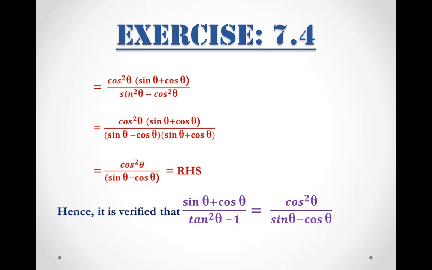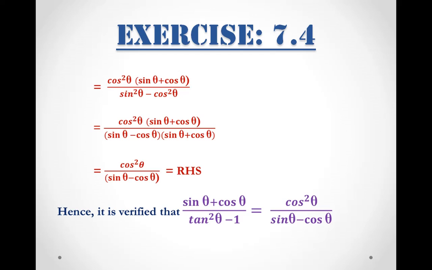So in the next step we have cos square theta into sin theta plus cos theta whole over sin square theta minus cos square theta. In the next step the denominator will be broken using the formula a square minus b square is equal to a minus b into a plus b, and we have cancelled sin theta plus cos theta whole over sin theta plus cos theta. We are left with cos square theta over sin theta minus cos theta, that is exactly equal to the right hand side. That makes our verification complete.